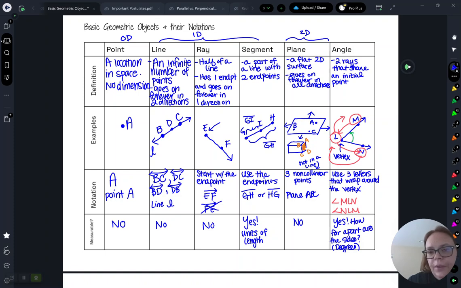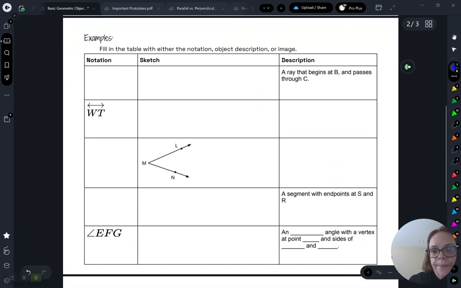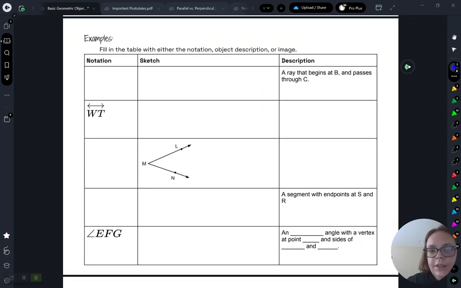Okay, so we have this information all filled out. The rest of this is practice. Okay, we have notation, sketch, and a description. So for our first one, we only have a description. It says a ray that begins at B and passes through C. So we're going to need to write the notation for that, and we're going to draw a sketch. Okay, so let's do this first one together.